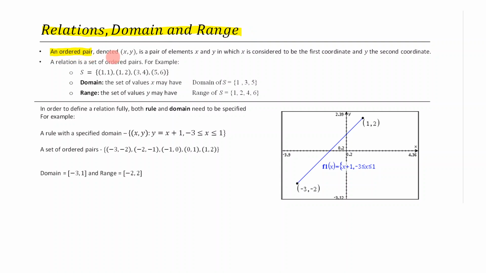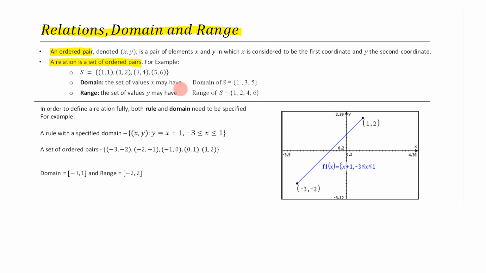An ordered pair, denoted (x, y), is a pair of elements x and y in which x is considered to be the first coordinate and y the second coordinate. A relation is a set of ordered pairs. For example, here's the relation S, and as you can see, it's just a set of ordered pairs. We have (1, 1), (1, 2), (3, 4), and (5, 6).